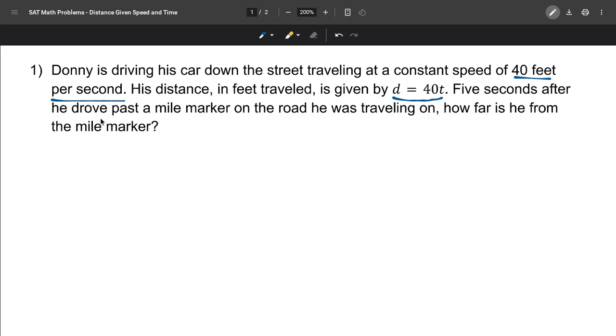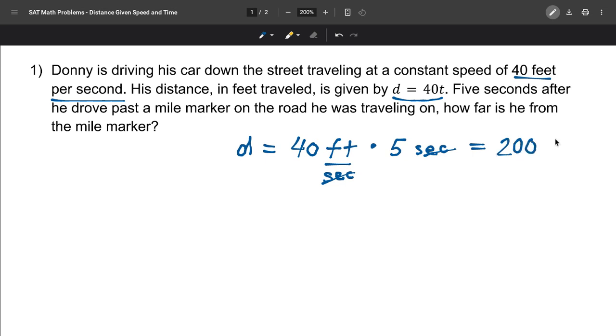5 seconds after he drove past a mile marker on the road he was traveling on, how far is he from the mile marker? So 40 feet per second, 40t. So we're going to do 40 times 5. So his distance is going to be 40 feet per second, and we're going to multiply that by 5 seconds. Seconds will cancel out. 40 times 5 gives us 200, so he's traveled 200 feet.